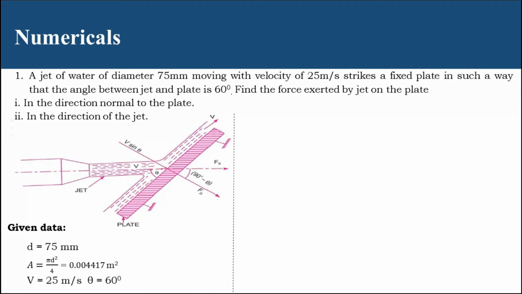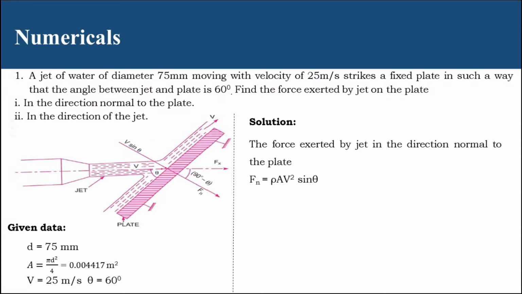So we will solve this problem. We know the force exerted by the jet in the normal direction to the plate, Fn, is ρ a v² sin θ. We put the values: 1000 into 0.004417 into 25 square into sine of 60 degree. It comes out to be 2390.7 Newton or 2.39 kilonewton.